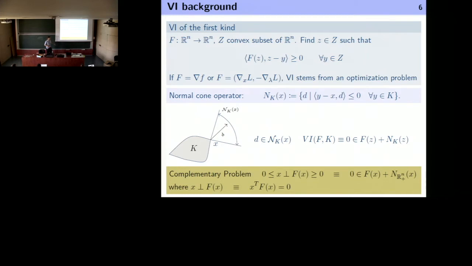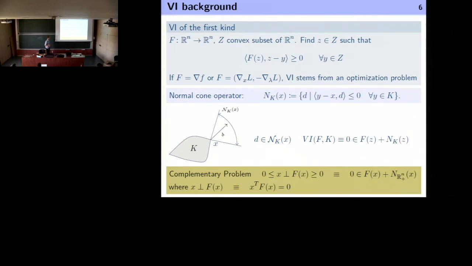So first, maybe just explaining what variational inequalities are. Who heard of variational inequalities before coming to that workshop? Yeah, 4 people. So a VI of the first kind is basically trying to find a point in a feasible set so that this inequality here is respected. So basically, if F is a gradient of a function, or F is a partial derivative of the Lagrangian, then your VI usually stems from an optimization problem.